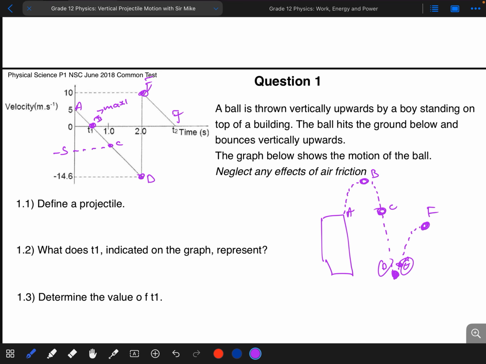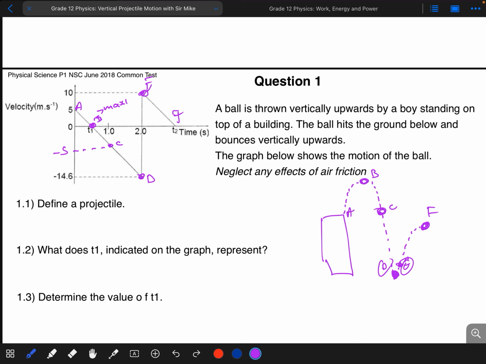So for 1.1 they said define the word projectile. I misspelled that, the grammar there just ran away, right? So they said define projectiles. We know that a projectile is when an object has been given an initial velocity and moves under the influence of gravitational force only, right? We said that would be the formal definition of projectile.